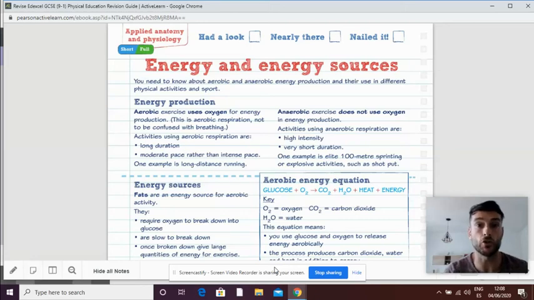Hello GCSE students, today's little revision lesson is on energy and energy sources. You need to know about aerobic and anaerobic energy production and their use in different physical activities and sport. We have two ways of creating energy for the body.